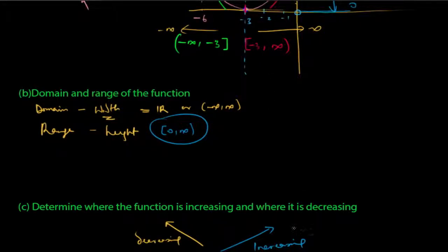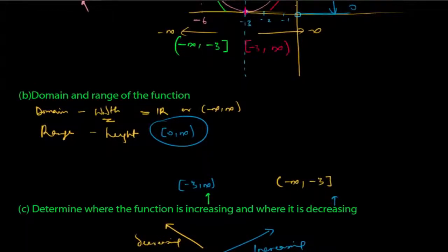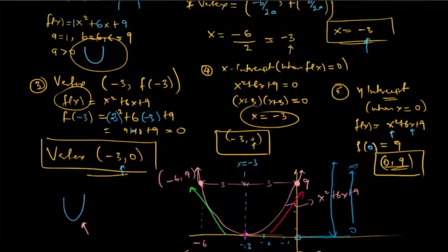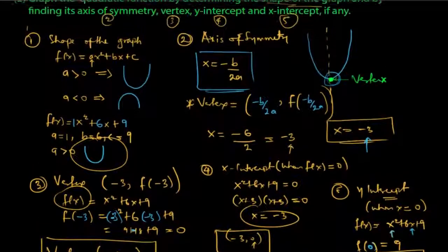So let's just write that. It's increasing for -3 to infinity, while it is decreasing for the other side, that is from negative infinity to -3. And that completes the whole problem being asked for this section of quadratic functions.